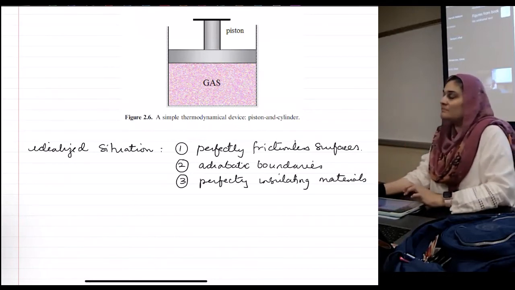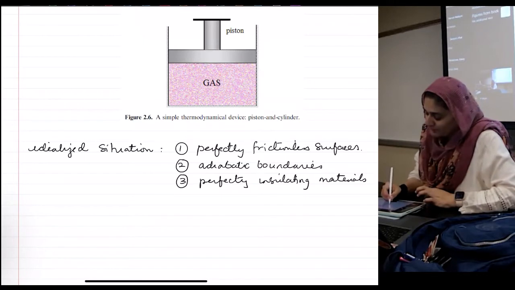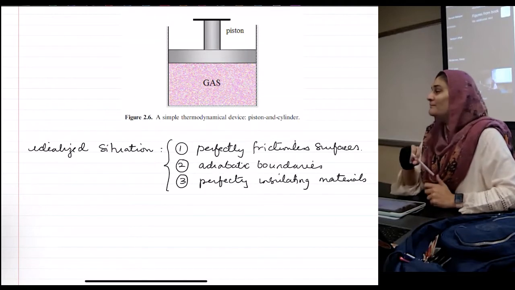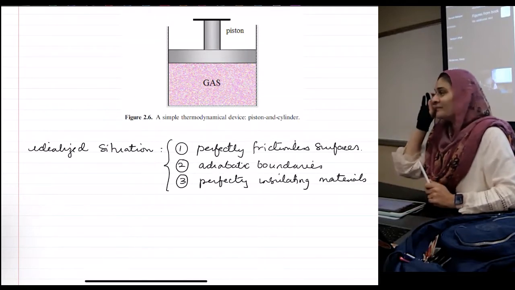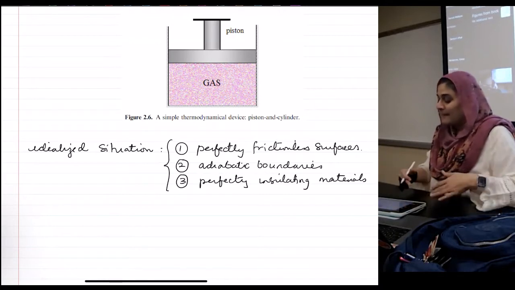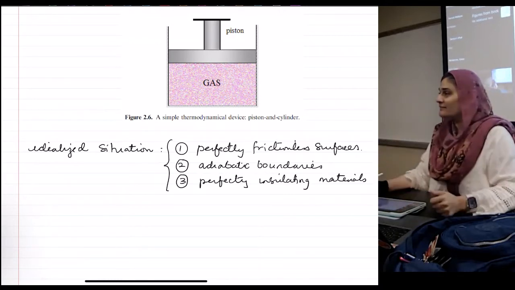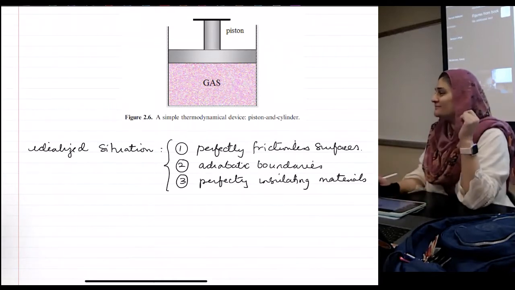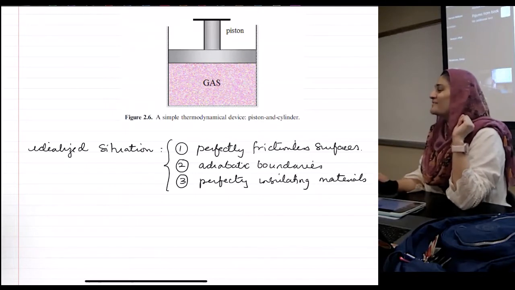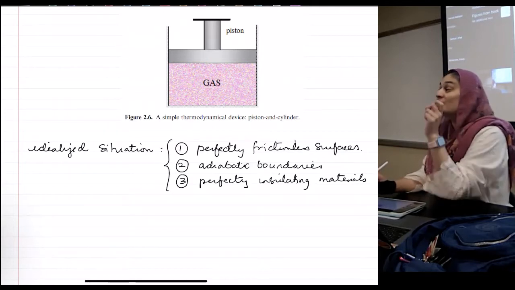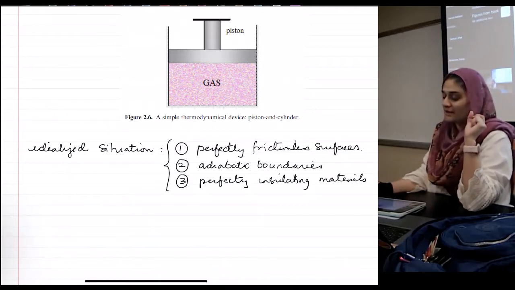And how do I get away with making these bold claims? No, I don't lie. I keep it to my time under consideration. So perfectly frictionless, perfectly adiabatic, perfectly insulating. How do I get away with what I'm claiming? Small amount of time. So I get away with it by only considering these for the small time interval that I'm working on this.